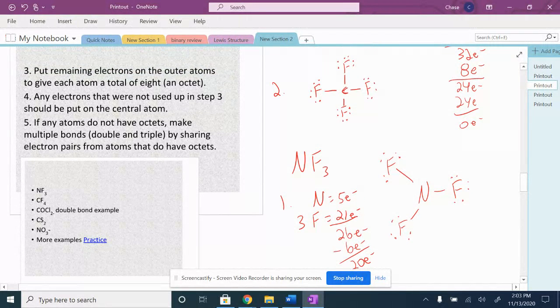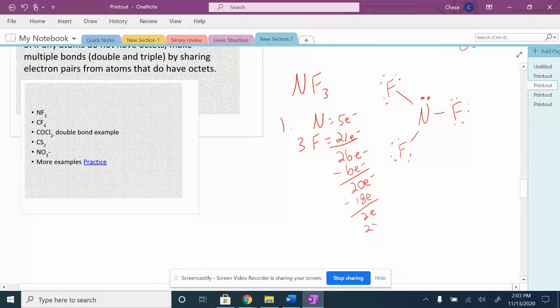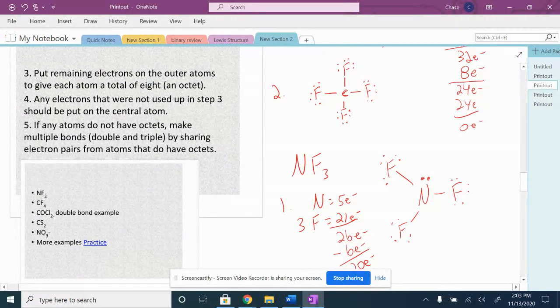And so step number 4 says any electrons that were not used up should be put on the central atom. So I'm just going to go ahead and put 2 electrons there. So now I've used up my 2 electrons for 0 remaining. Okay, and for now, that's all the steps we're going to do for today. So to check, 2, 4, 6, 7, 8, nitrogen has 8 electrons. Fluorine has 6 of its own, sharing 2, for each one. So now we have a completed Lewis structure.